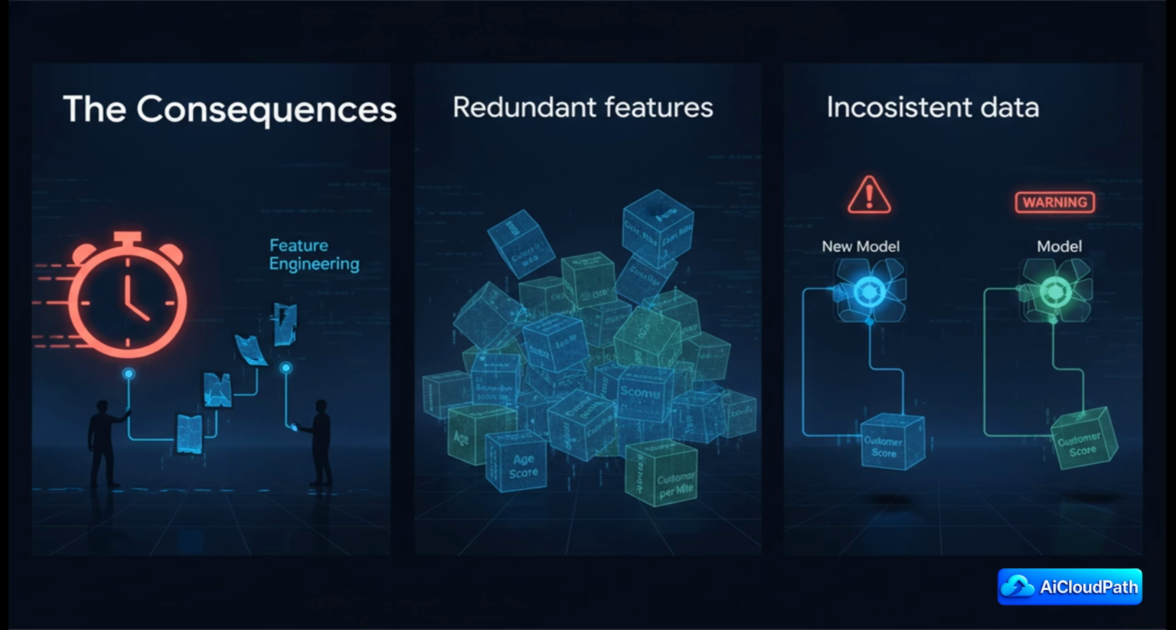First up, you've got wasted time. Just picture it. One of your data scientists spends hours, maybe days, building a customer purchase frequency feature that, guess what? Another team already perfected a month ago. Next, you just get these redundant features clogging up your systems. But maybe the worst part, the most critical part, is that you end up with inconsistent data. If one team calculates customer lifetime value one way and another team calculates it slightly differently, well, your models are being built on a really shaky, unreliable foundation.